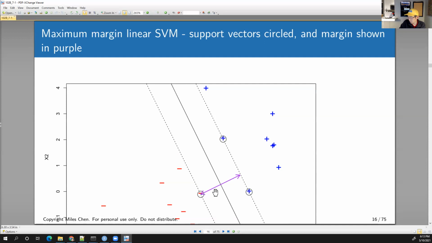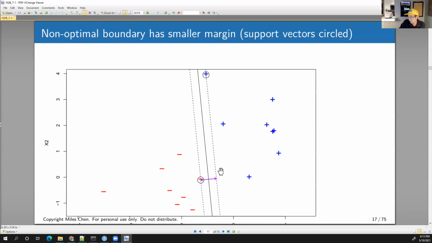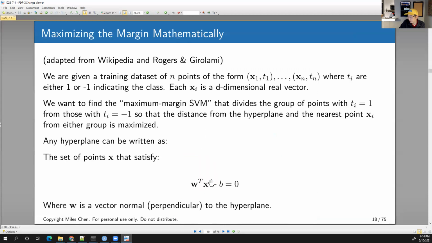So here are our support vectors. This is the margin. It's going to be as wide as we can have. Again, if we picked different support vectors, and said, I want this point and this point, the margin here is a lot smaller, right? And so this is not going to be the boundary that we choose. Okay, so how are we going to maximize this mathematically?